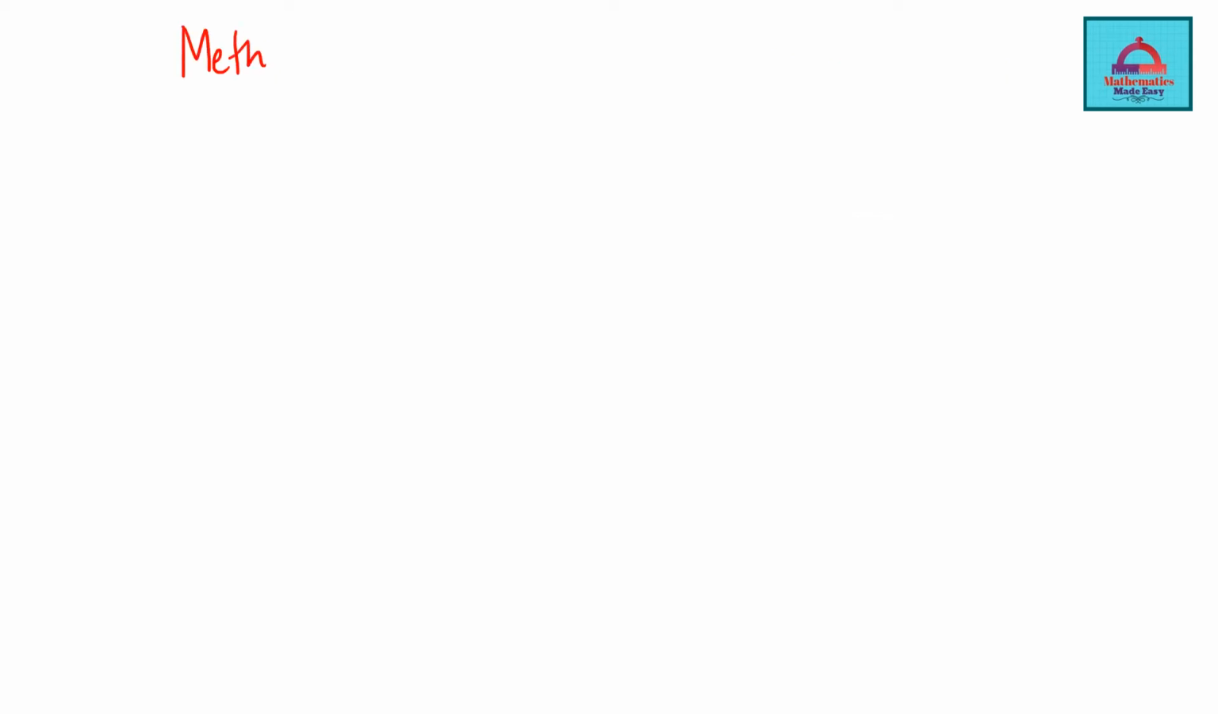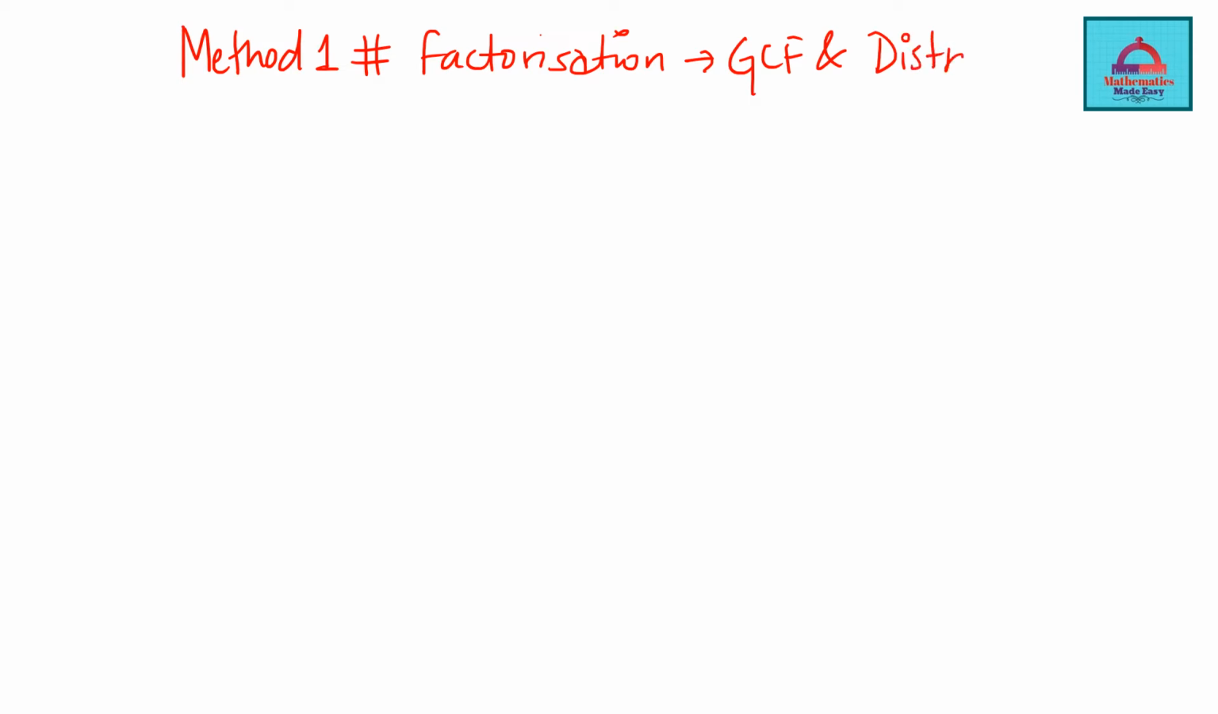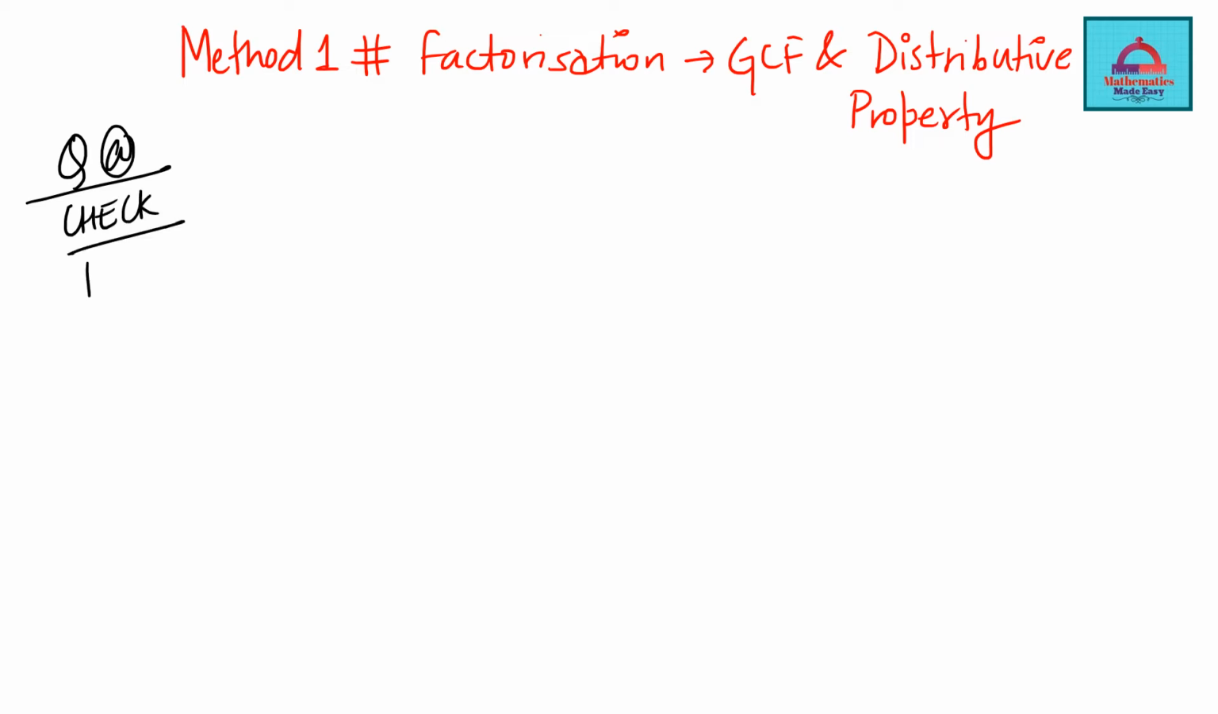So method 1, which works for factorization of polynomials, is the method of GCF and distributive property. So let's recall a little bit. GCF is the greatest common factor. So if you get a question like this, I'm taking question A from the Check of your math book, given on page 662.